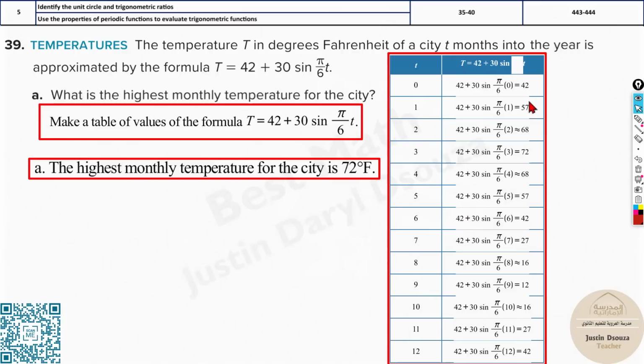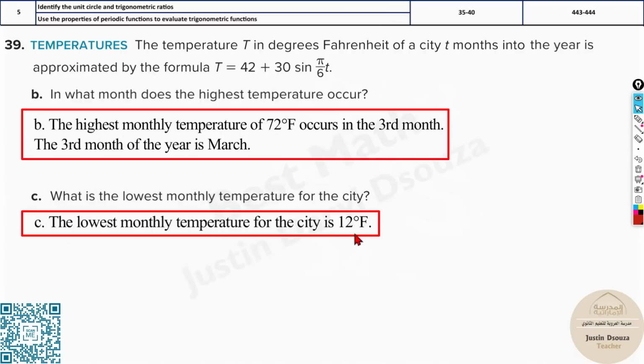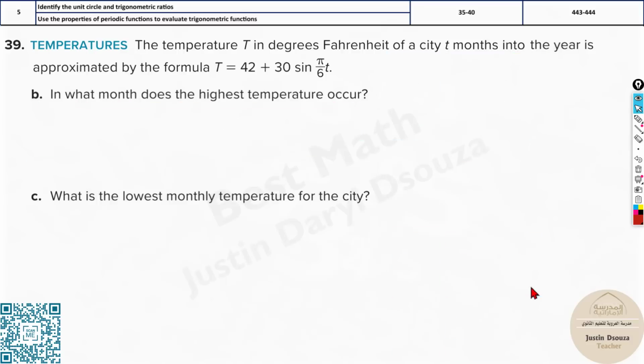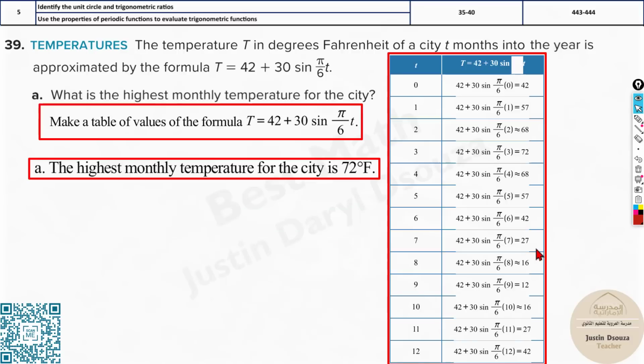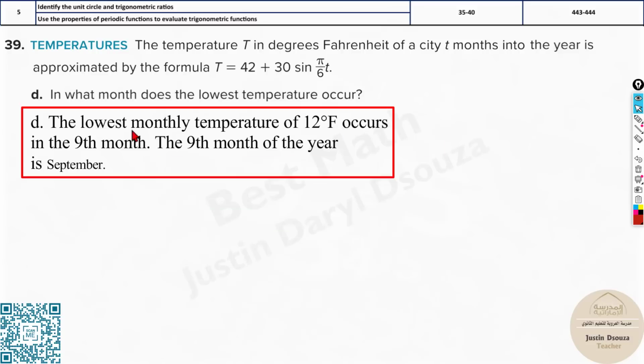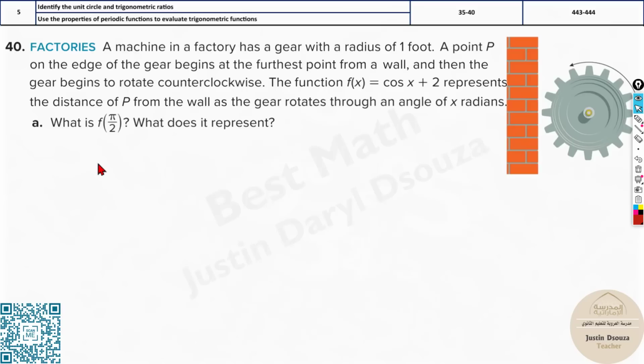Let's go back to the table over here. The lowest temperature you can just check is 16, I believe. There's no other 16. So it's 16 at 8 and at 10. Is there any other lower? No. It's 16. Oh no, there's 12. I'm so sorry. It is 12. So just be careful in looking at the values. It was just not visible for me somehow. So that is 12 degrees. And in which month, if they ask you, it'll be month 9, that is September. In what month does the lowest temperature occur? It's the ninth month, that is September. And that's it. It was a very simple question altogether.